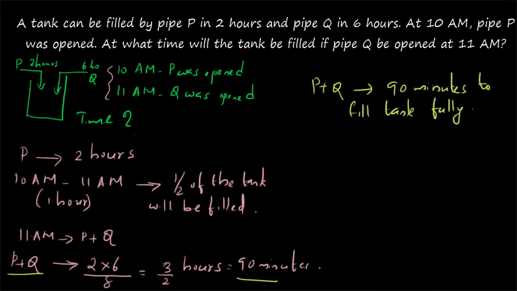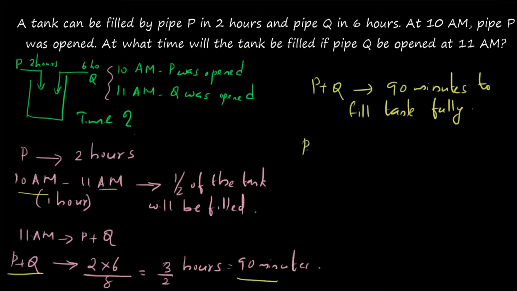At 11 am we can see that half of the tank is already filled. From 10 am to 11 am P was working alone and half of the tank is already filled. So how much is remaining? Only half of the tank is remaining now. Already half is filled by pipe P alone. At 11 am when pipe Q is opened, the remaining half of the tank is to be filled.